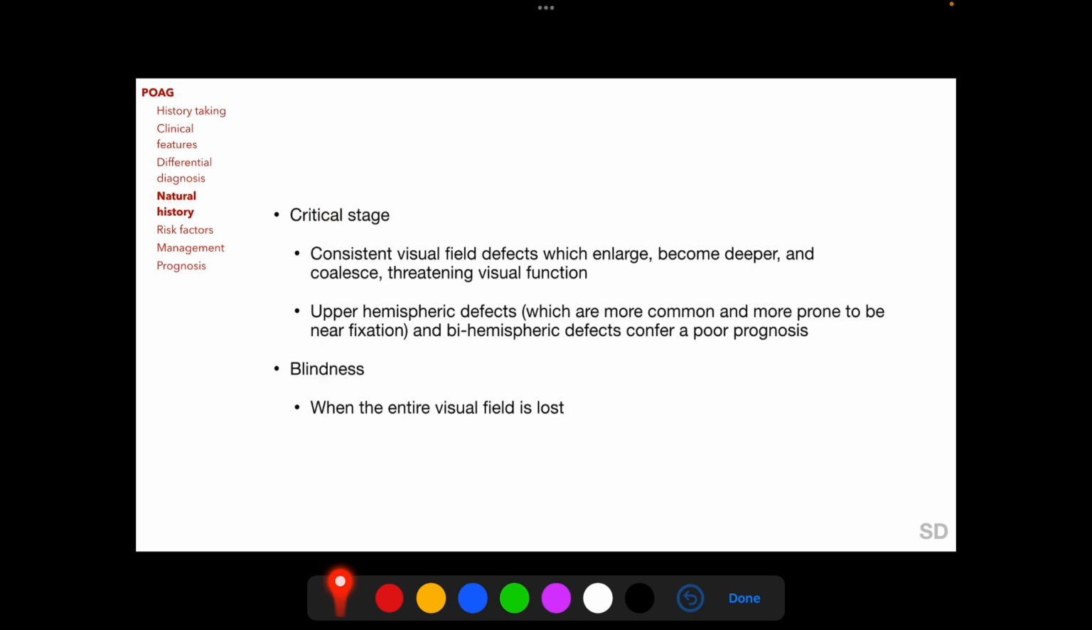In the critical stage, reproducible visual field defects enlarge, become deeper and coalesce, threatening visual acuity, and it has been seen that upper hemispheric and bihemispheric defects confer a poor prognosis in primary open-angle glaucoma. Upper hemispheric defects result from destruction of all the inferior arcuate fibers, and upper hemispheric defects have been found to be more common because, as we have mentioned in earlier sessions, the inferior arcuate fibers are more prone to glaucomatous damage than superior arcuate fibers and are more prone to be near fixation. In the stage of blindness, the entire visual field is lost.